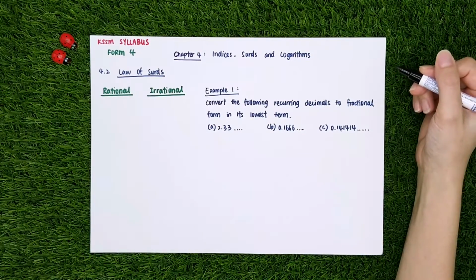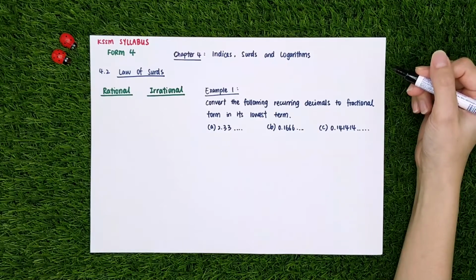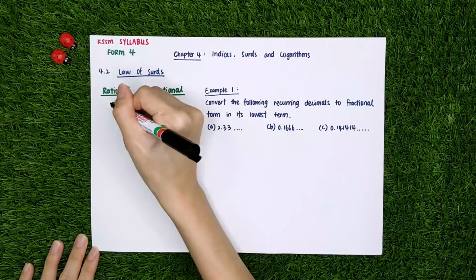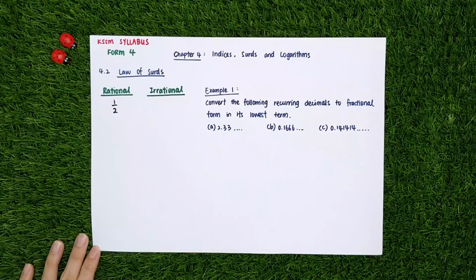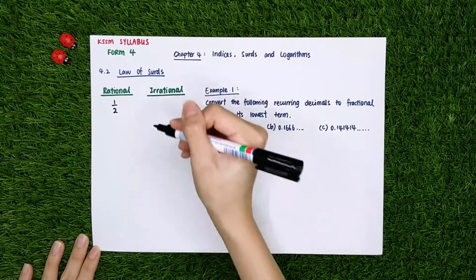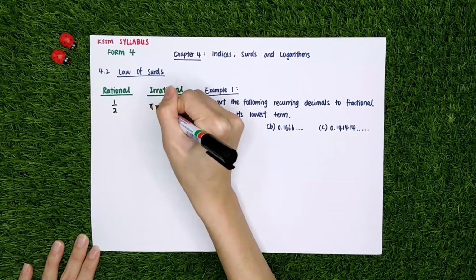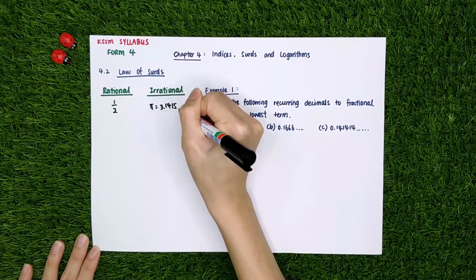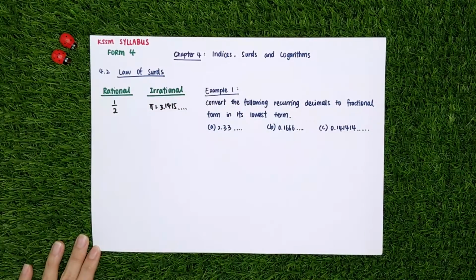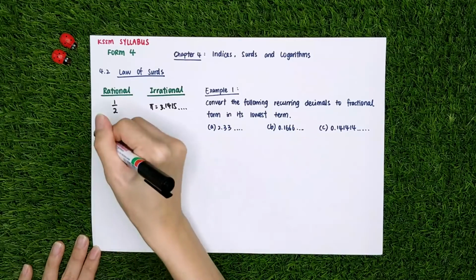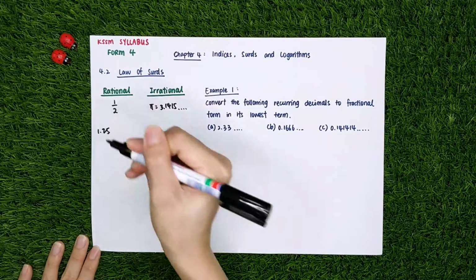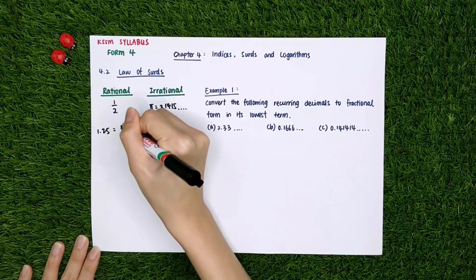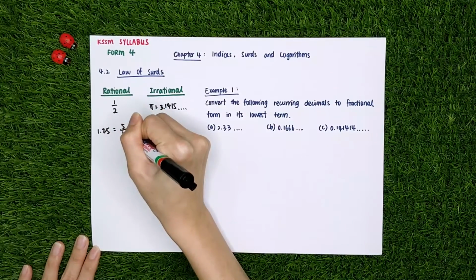Rational numbers are numbers that can be formed into fractional form. For example, 1/2 is in a fractional form. An irrational number will be such as pi, which is 3.1415 and a long number behind. Another example of a rational number will be 1.25. You can write it in a fractional form, which is 5/4.